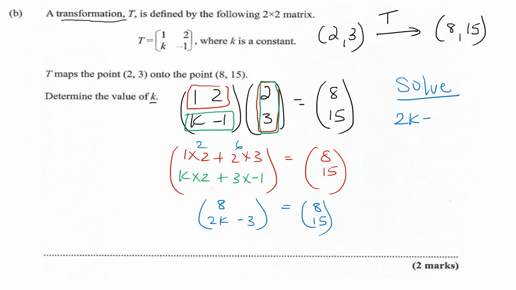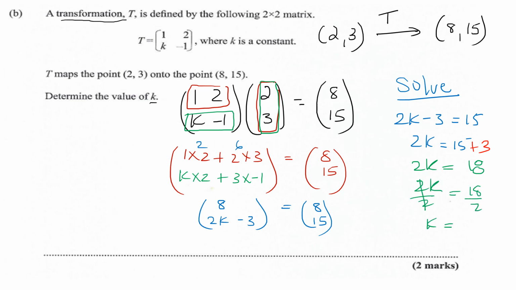So we have to solve 2k minus 3 equals 15. So 2k equals 15 plus 3. 2k equals 18. So we divide both sides by 2. So k equals, that will cancel, 1, 9. k is equal to 9.